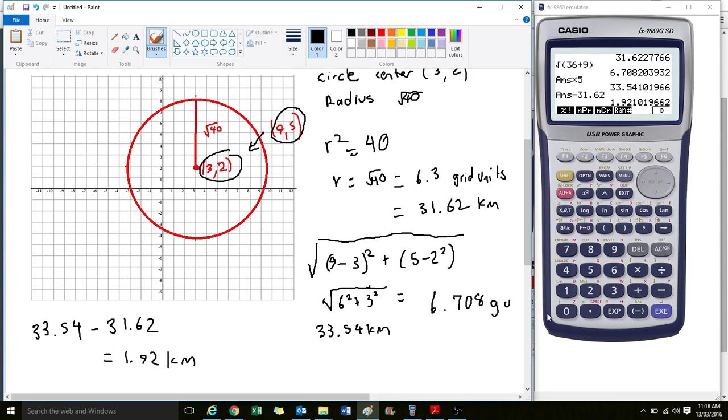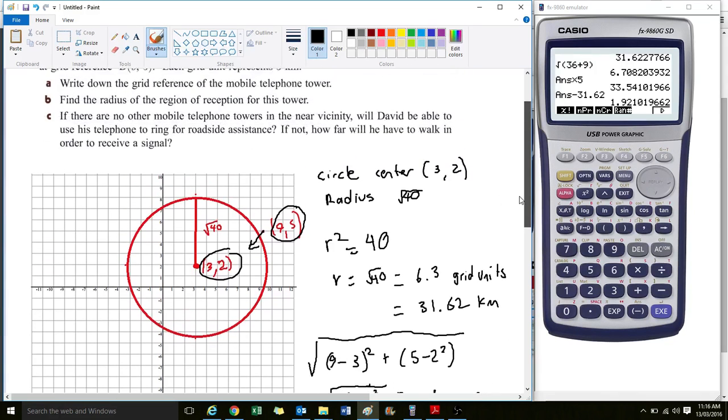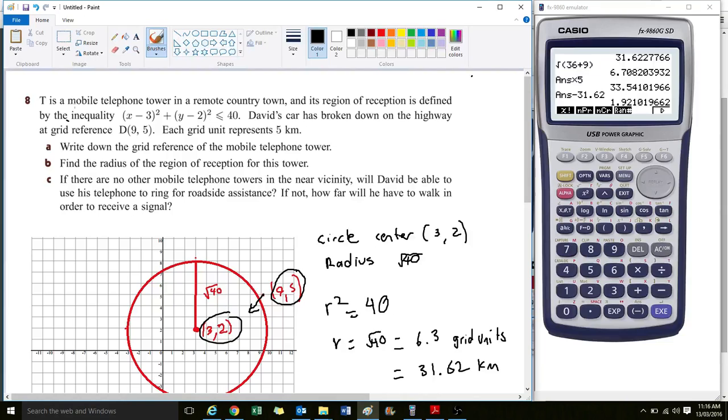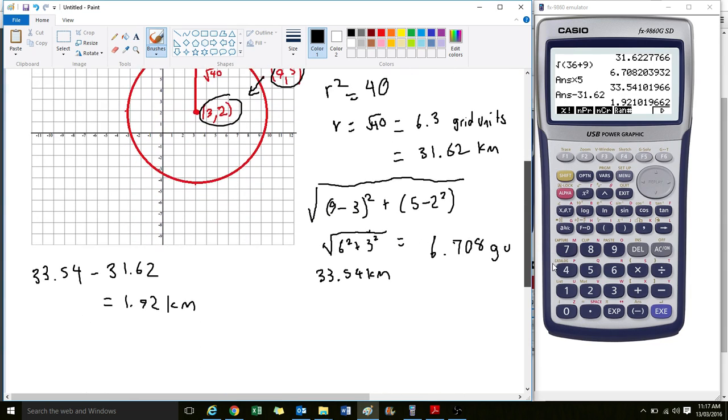Okay, so that's how we do a problem like this. Beware, you probably have to use the distance formula. The only tricky thing is that each grid unit represents 5 kilometers. So right at the start, when they give you this formula for the circle, the radius isn't going to be the square root of 40 kilometers, it's going to be that many grid units. So you need to beware how many grid units is equal to how many kilometers.